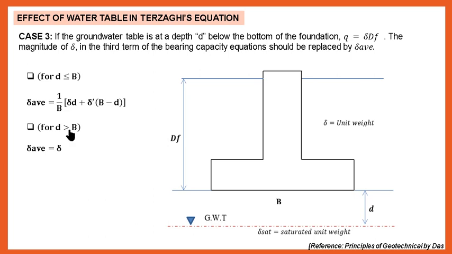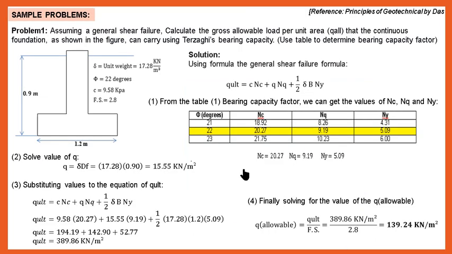Okay? So in our Terzaghi's equation, when we have no water table, the original Terzaghi's equation is the one we use. But when we have a water table, we need to identify the effects of the water table on our equation in determining our ultimate bearing capacity. Okay? So we have examples here in solving for the bearing capacity using Terzaghi's bearing capacity.